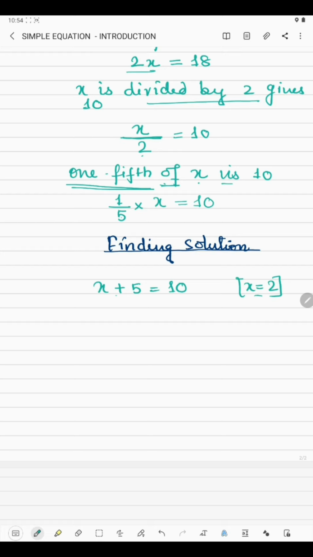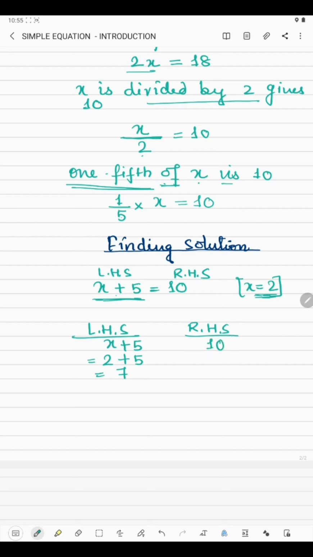So for this we will just put the value of x on the left hand side, and as I said, before the equal sign is called the left hand side and after it is the right hand side. So on the left hand side we will put the value of x which is given. Here we have been given 2, which is the value of x, so we'll put it in place of x. So 2 plus 5 is 7. Now see, on the right hand side we have 10. So this is not matching with the right hand side, and equal sign means this value is equal to this.